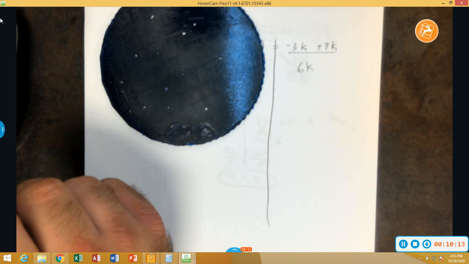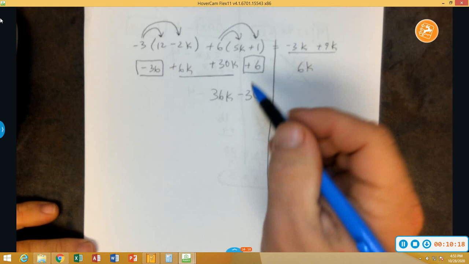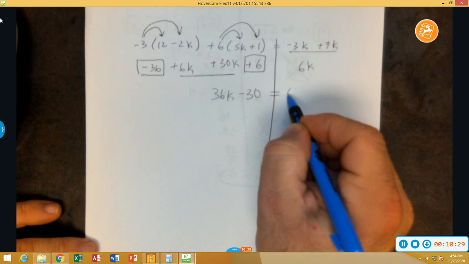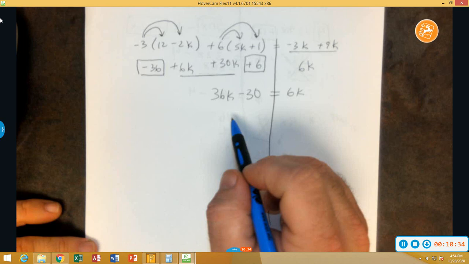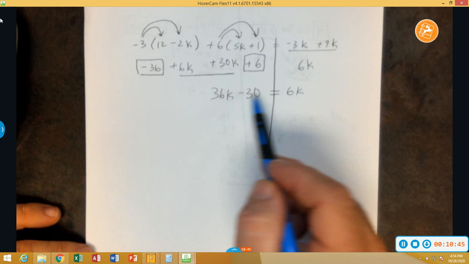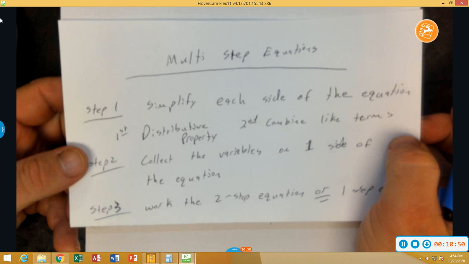Okay, so now let's look and see what we got. Oh, okay, see here? Remember I said that it can sometimes be off so it doesn't line up well? So we're just going to bring this 6k down here to where it's even with this, and we can see what's going on. Now, the reason I chose this problem is because this looks like a two-step equation. But there is one problem. There are k's on the left and k's on the right. So we have to follow the multi-step equation process.